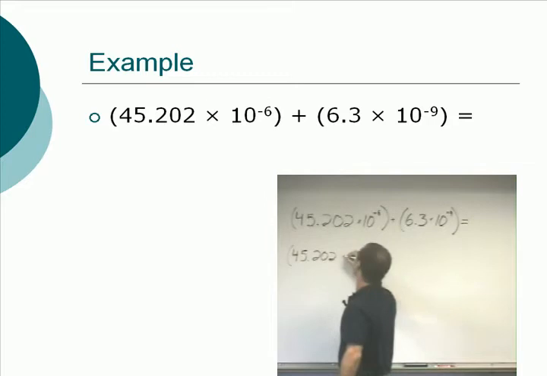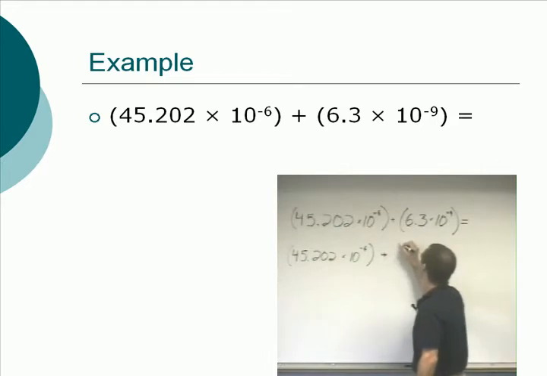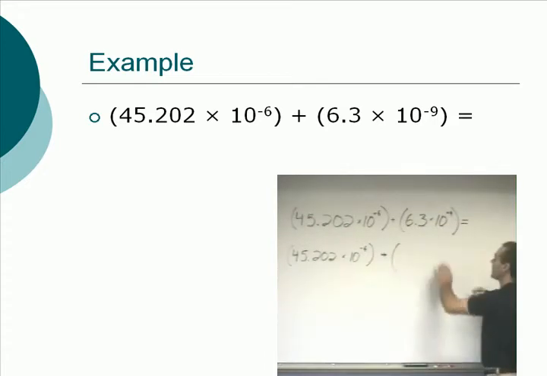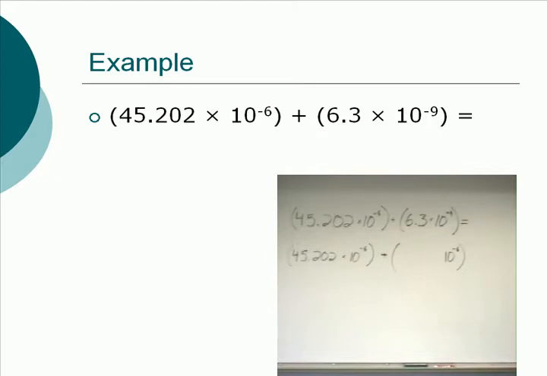45.202 times 10 to the negative 6th. To that we're going to add. Okay, this is going to climb up to 10 to the negative 6th power now. Seems like it, but it's not. 10 to the negative 6 is bigger than, I'd rather be $6 in debt than $9 in debt. It's backwards.